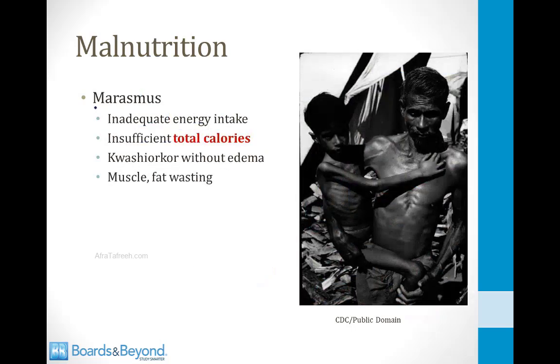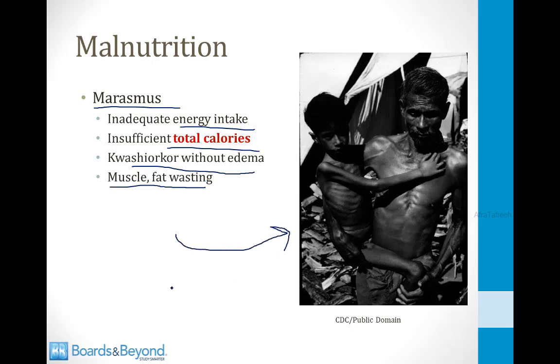The other type of malnutrition is called marasmus. This is when there's inadequate energy intake, not enough intake of total calories. This is like kwashiorkor without the edema. There's muscle and fat wasting. Many people describe it as skin and bones, and this is a picture of a father and his son who are suffering from marasmus in an impoverished country.